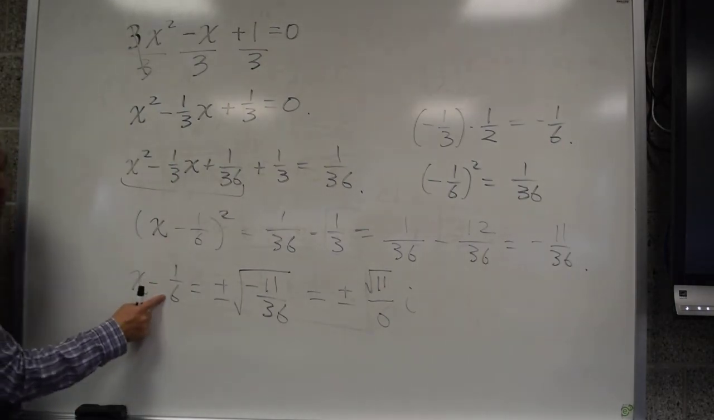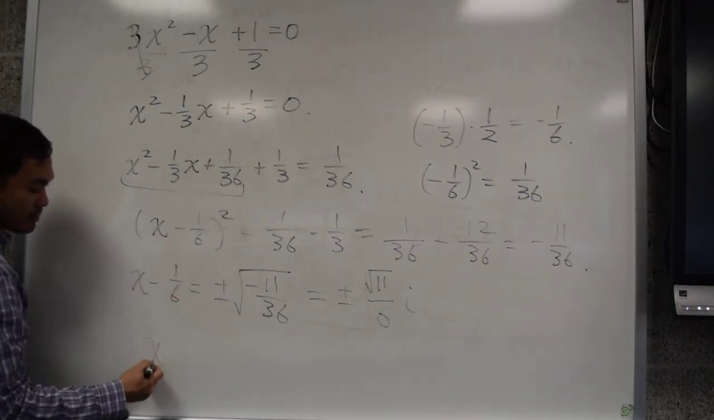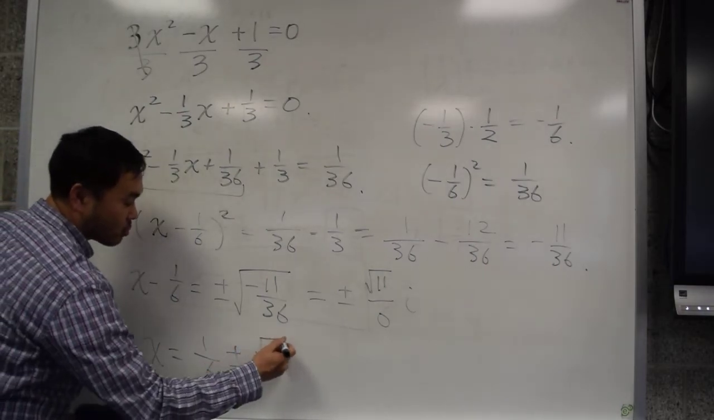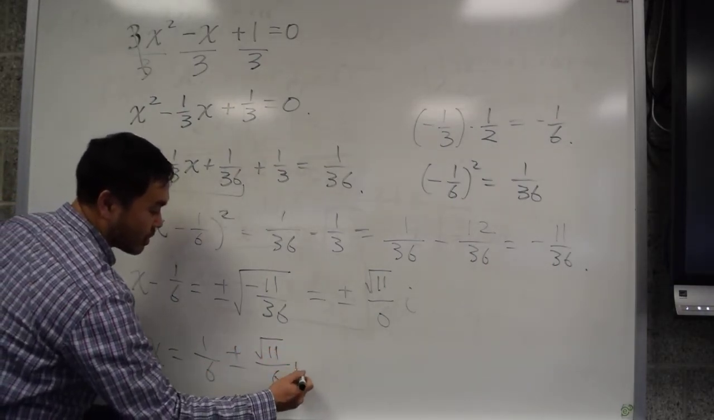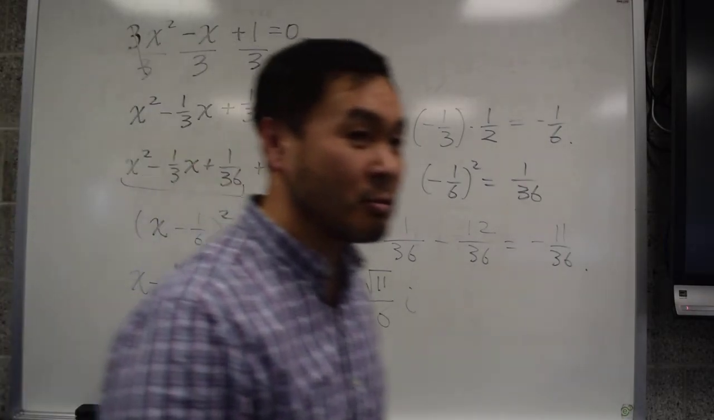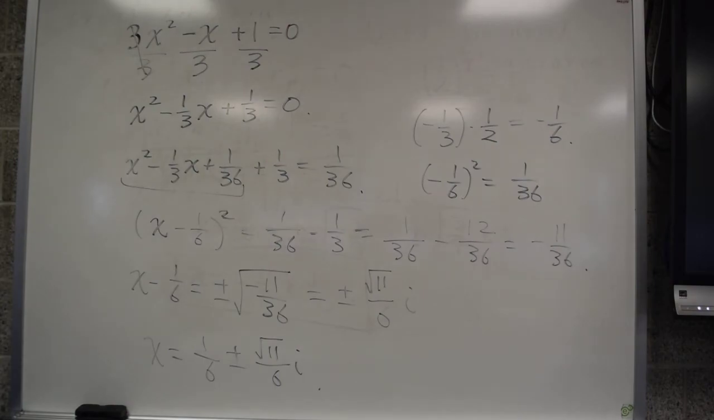And then finally, you move this to the other side, and you get x equals 1/6 plus minus square root of 11 over 6 times i. Okay, so that's how you complete the square. Yeah. That's the ultimate level of completing the square. I showed you from level 1 up till 3. That's the hardest.